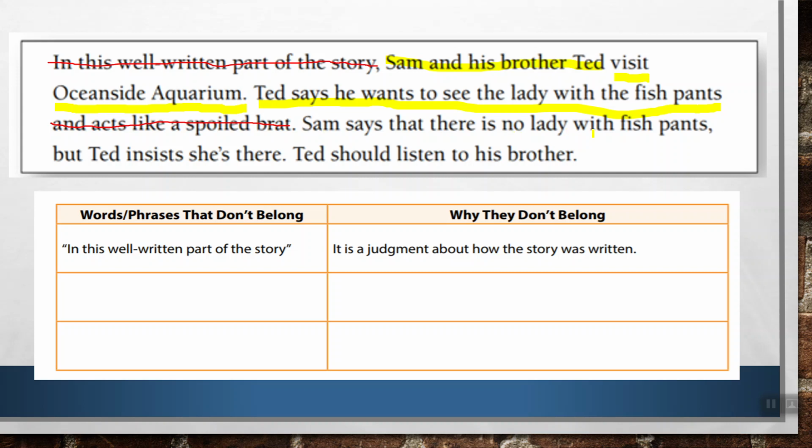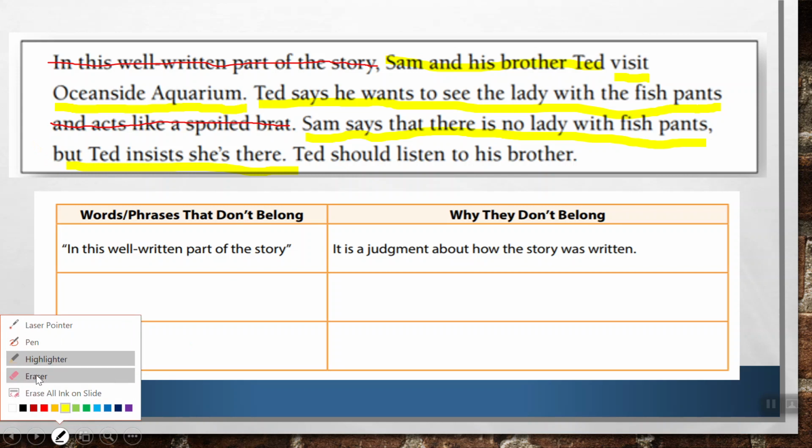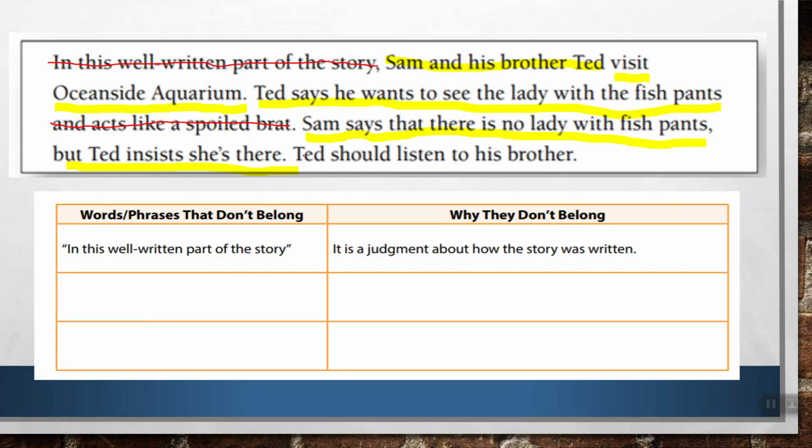Sam says that there is no lady with fish pants, but Ted insists she's there. That's an important part of the story, because Sam did say there was no lady with fish pants, but Ted was adamant she's there. Ted should listen to his brother. That was not a part of the story. That is someone's opinion, that Ted should listen to him, but that's not an event in the story.